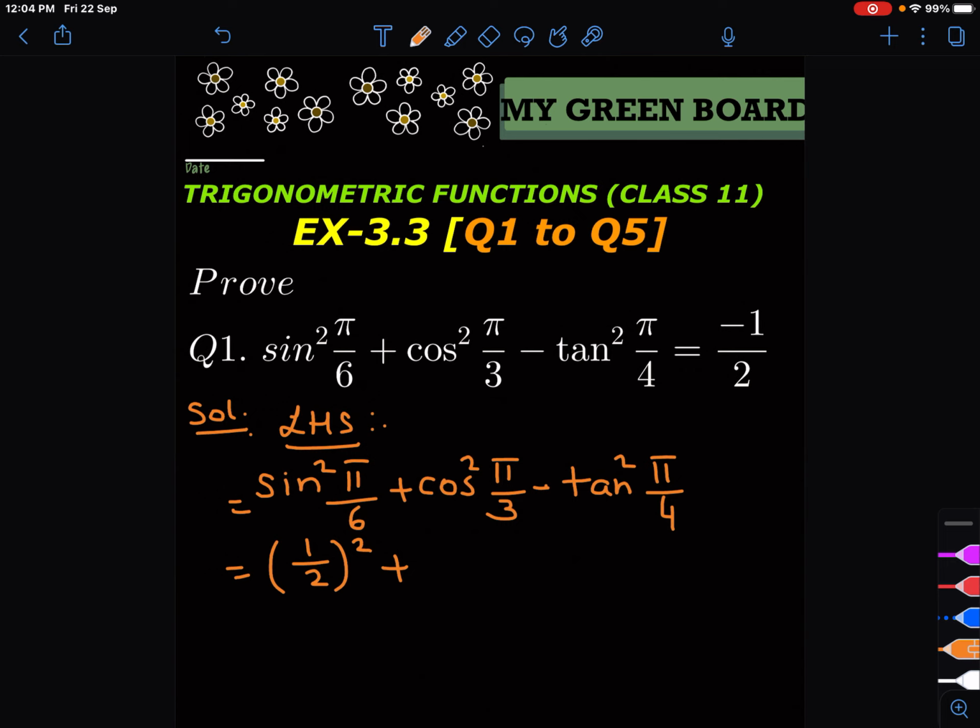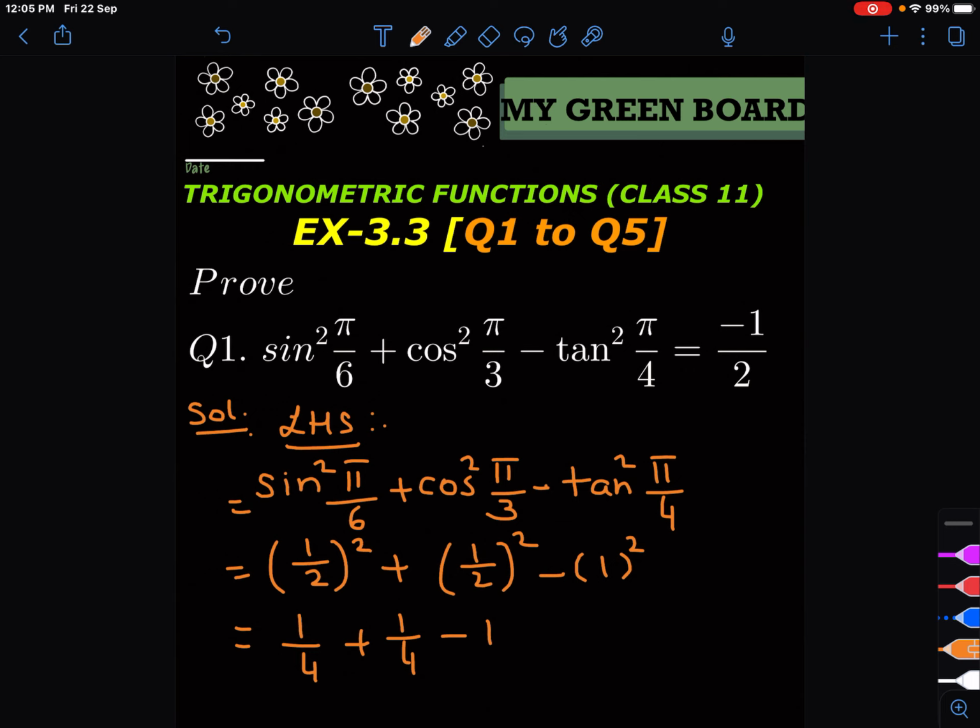So we know the values from the table. In the previous exercise I have given you the table, so you have to memorize the table. So for cos square pi by 3, that is cos 60, we know that it is 1 by 2 again, so again 1 by 2 the whole square, and minus tan 45 is 1, so tan square is 1 square. So you will be getting 1 by 4 plus 1 by 4 minus 1.